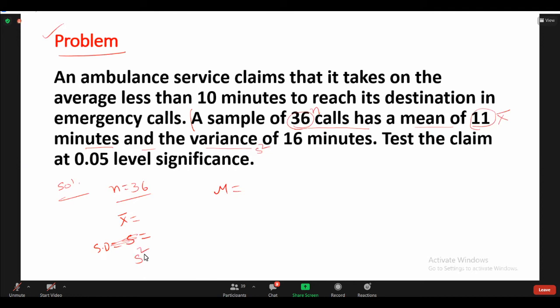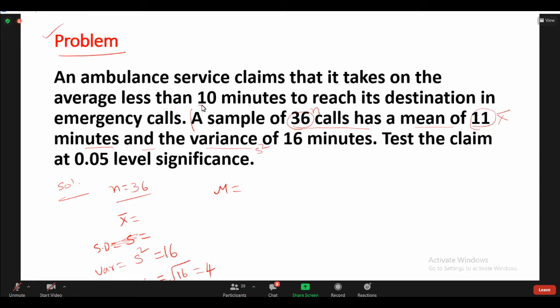They gave variance. Variance is denoted by s square. S square is equal to 16. And what is s? Under root of variance. Under root of 16 is 4. Is that clear? Now clear?